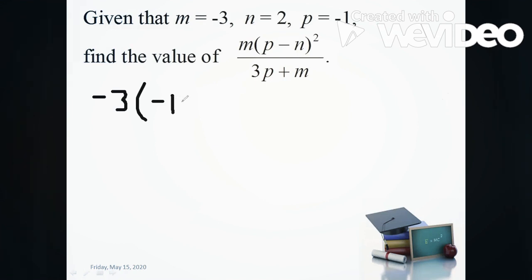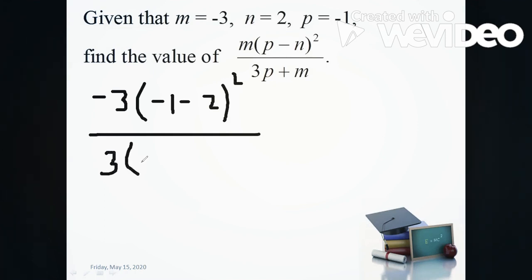Subtract n, which is 2. All squared all over 3 multiplied by p, which is -1, plus m, which is -3. So I'm going to put that -3 in bracket just to separate the positive and the negative.